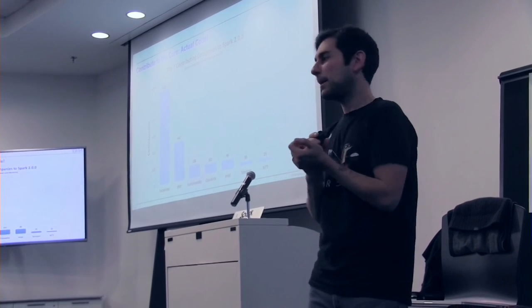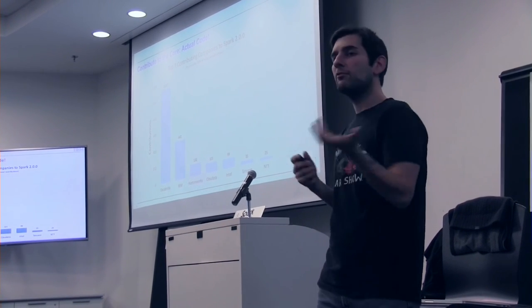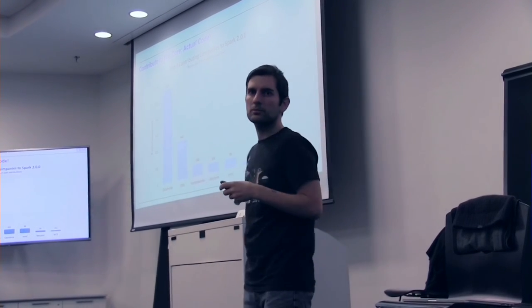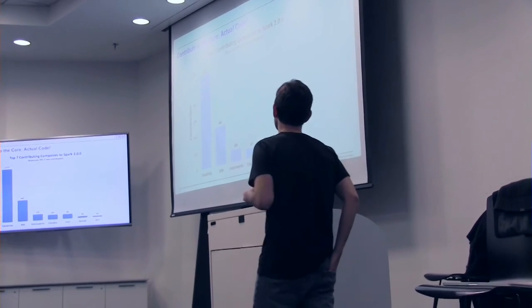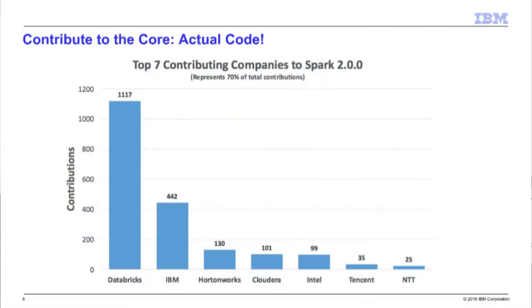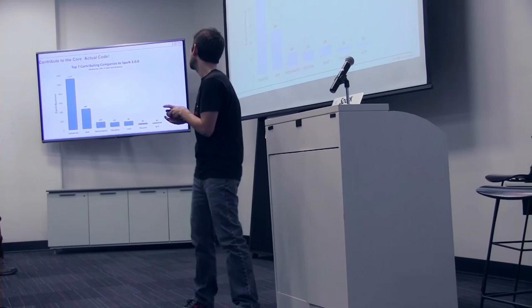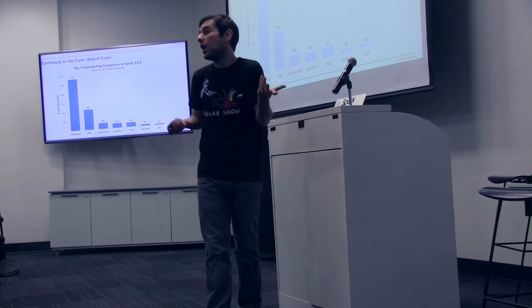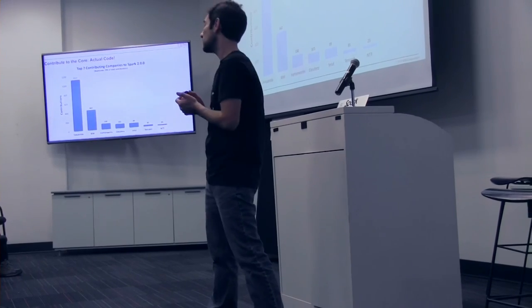Who's NTT? Is that a Japanese company? NTT, I have no idea. Anyone know? It's Japanese. Nippon Telephone Code. Okay, yeah. So they're contributing, but IBM with a pretty big contribution. The majority of this is bug fixes. We don't have a lot of committers because there's only so many committers and they tend to be in Databricks. But you can actually look down at it. It's a lot of bug fixes, which are just as important as writing new code.